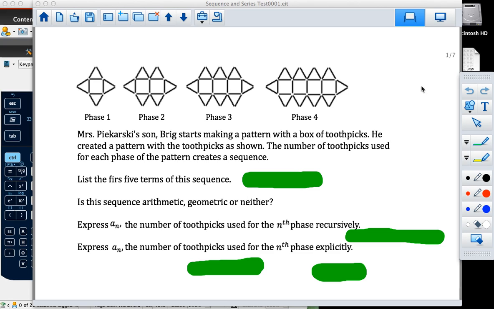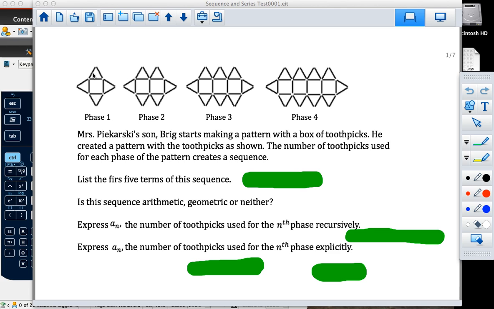I'm going over the review for the test that's on Wednesday this week, and it's going to be over your sequences and your series for arithmetic and geometric sequences. There's only 15 questions on it, and each question only has one part, but several of the questions are all based on the same scenario. So let's look at the first set of questions.